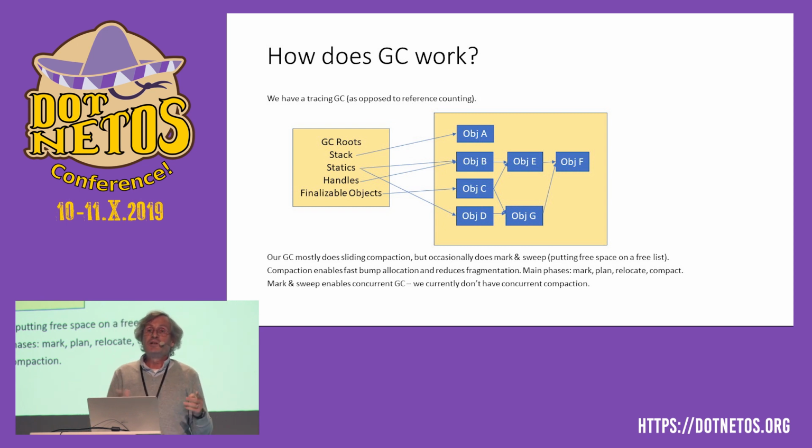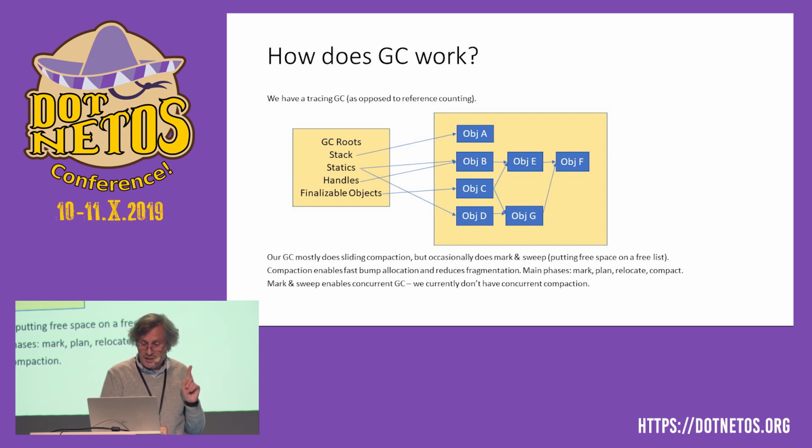One is because compaction creates large free spaces, we can now very efficiently allocate. It makes a big difference in performance whether you allocate from a free list or whether you allocate by just incrementing a pointer. The second reason is that it very much reduces fragmentation. It doesn't completely eliminate it in our setting because typically you have pinned objects that you cannot move. And so there will be some fragmentation around those pinned objects.